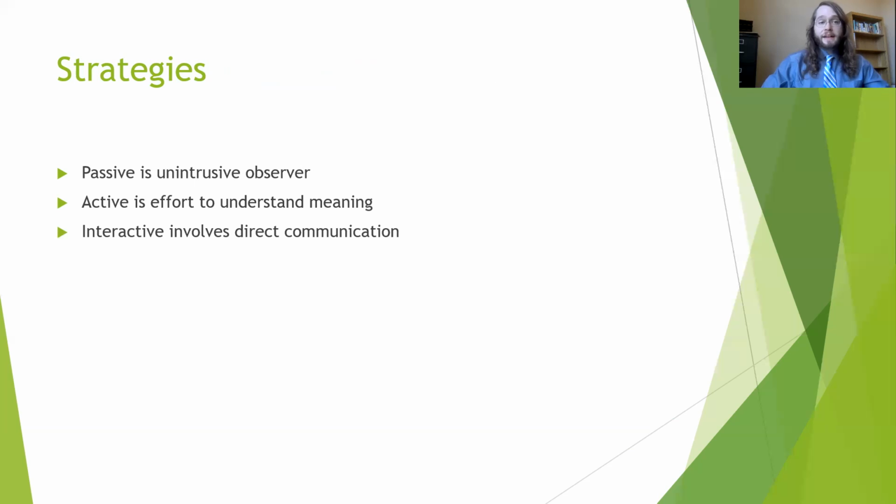Additionally, there are strategies that we can take. A passive strategy is to be an unintrusive observer who's trying to learn and figure out information about somebody else. Active is trying to understand and make sense of another person, learning about them and their interests. Whereas interactive might involve directly communicating, getting to know somebody else rather than observing or learning about them secondhand, to figure out who that person is and if you'll get along.